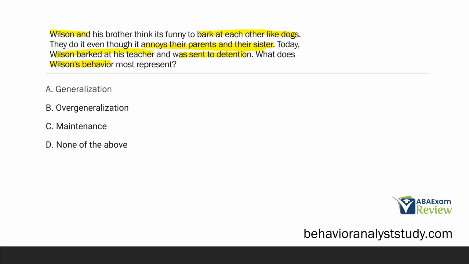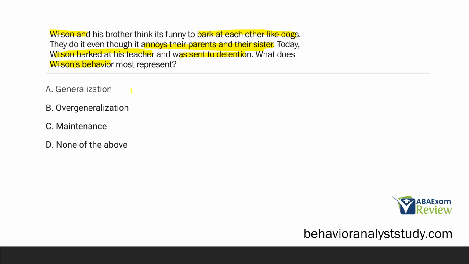However, today, Wilson barked at his teacher and was sent to detention. That's an issue, right? Because when he's with his brother, they can bark at each other. They think it's hilarious. They're at home. They annoy their parents and sisters. But he now goes to school and he gets in trouble. He gets sent to detention. What has happened here? A, generalization. Yes, Wilson's behavior has generalized from wherever it's occurring with his brother and his parents to now to his teacher.